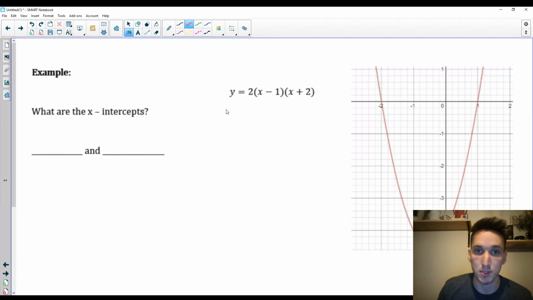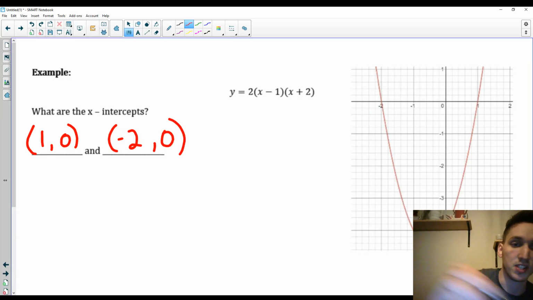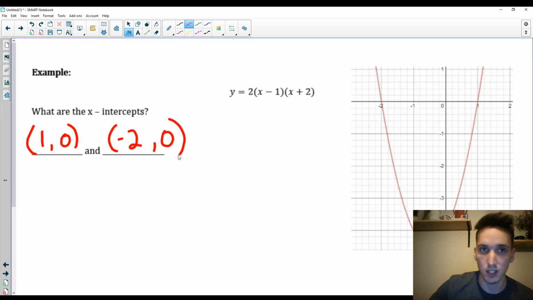The x-intercepts for this quadratic function written in intercept form are 1 comma 0 and negative 2 comma 0. And obviously, you guys can see negative 2 comma 0 right here, right? And 1 comma 0 here. So we see that from the graph. Where do we see that from the equation?